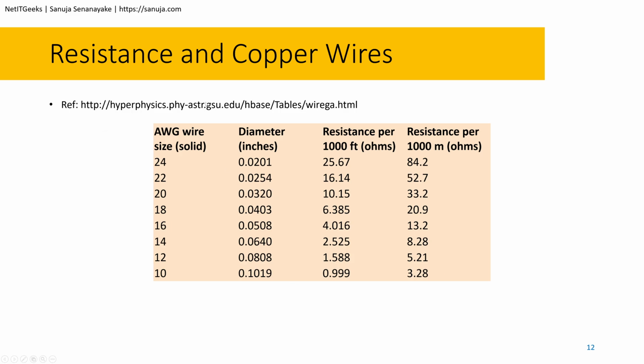I basically took it from a university website, and it shows these different resistance calculations based on the length of the wire. Notice that we calculate resistance per 1,000 feet or 1,000 meters. That's because the length of the wire is directly associated with the resistance. The longer the wire, the higher the resistance. The shorter the wire, the lower the resistance. So when you are talking about resistance, you need to take into account how long the wire is, not just the gauge of the wire.